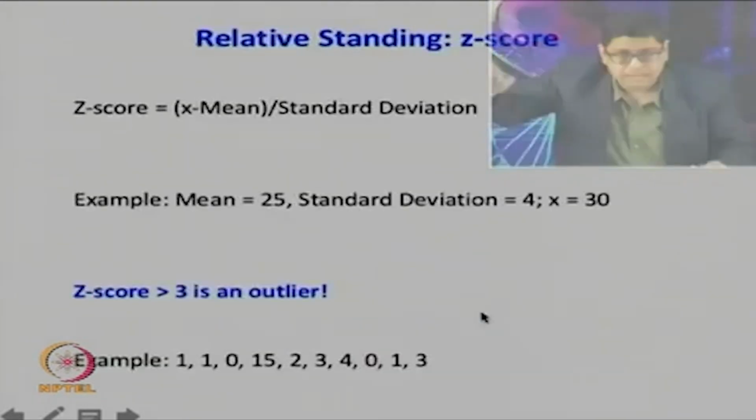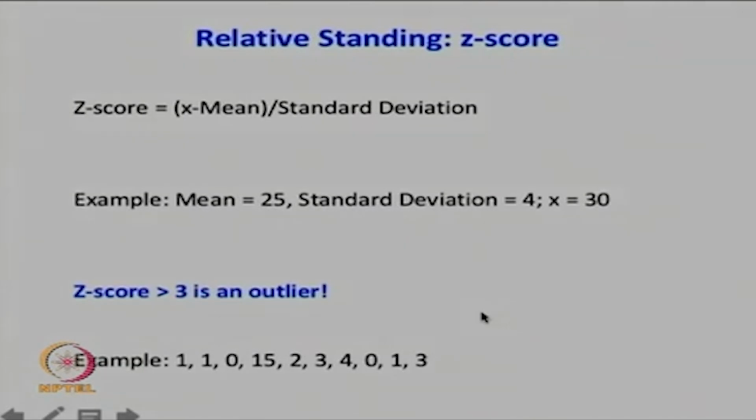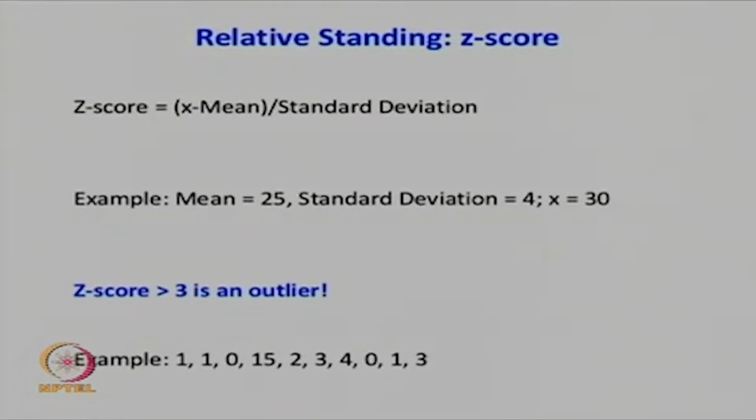So, this also brings us to the concept of Z score, or relative standing, right. So, what exactly is Z score? It is basically defined by x minus mean by standard deviation, and you can do this calculation for a particular experiment, if your mean is 25, standard deviation is 4 and x is 30, then Z score returns you a value of 30 minus 25 by 4, which is 1.25. Okay. Now, you can use Z score to get an estimate of whether a particular data point is an outlier or not.